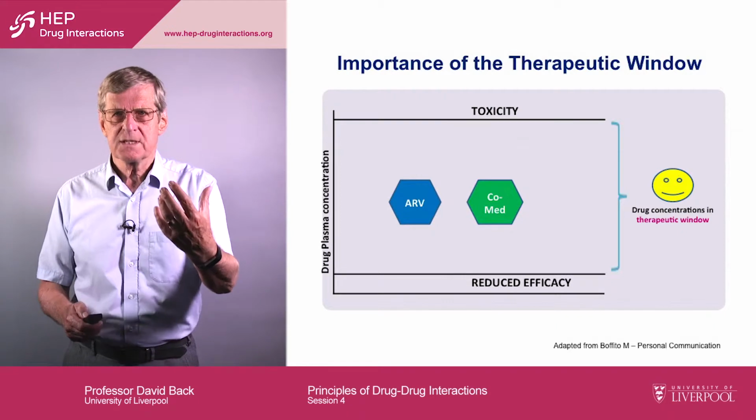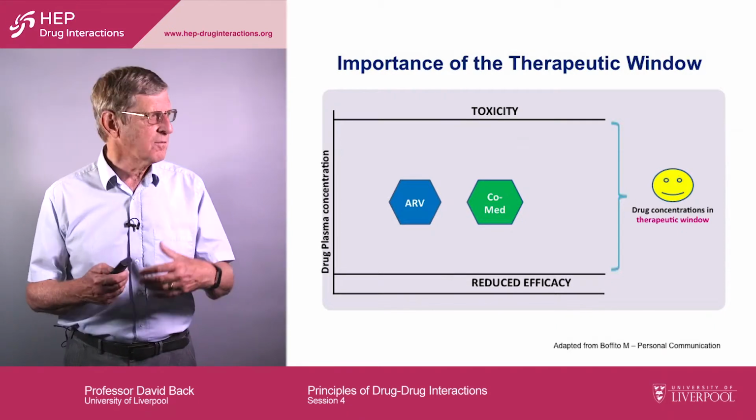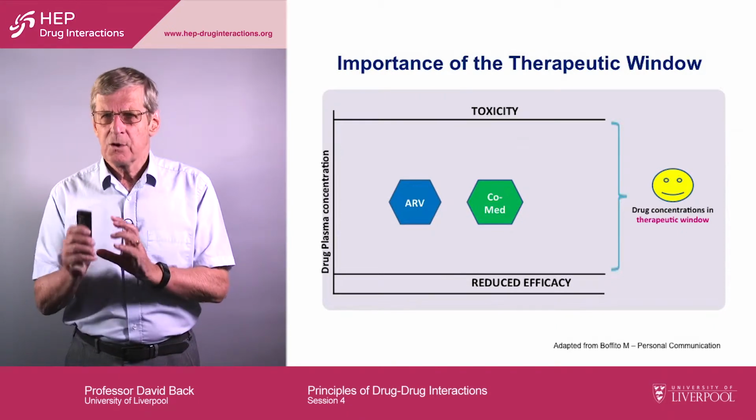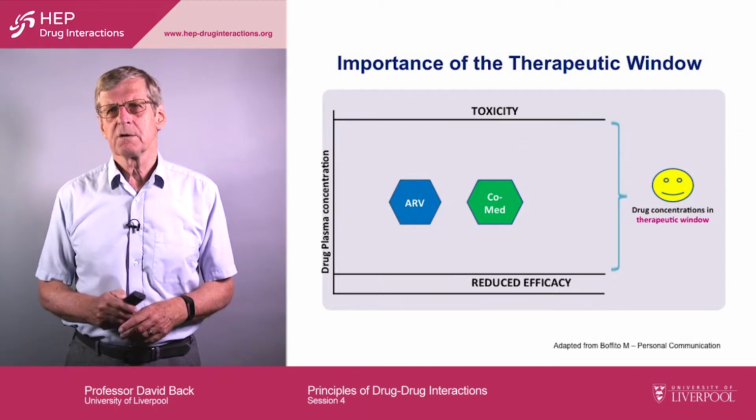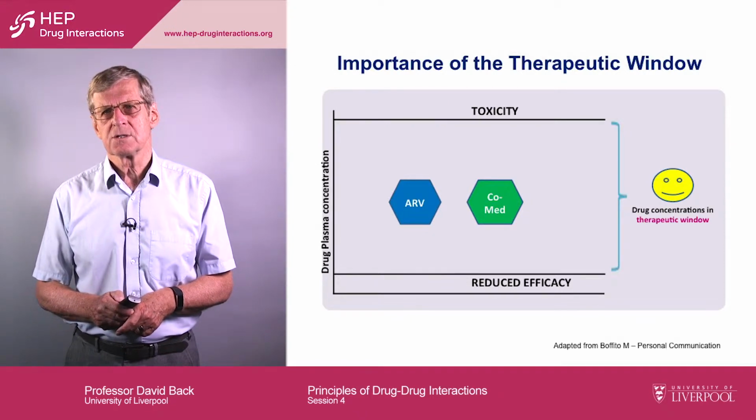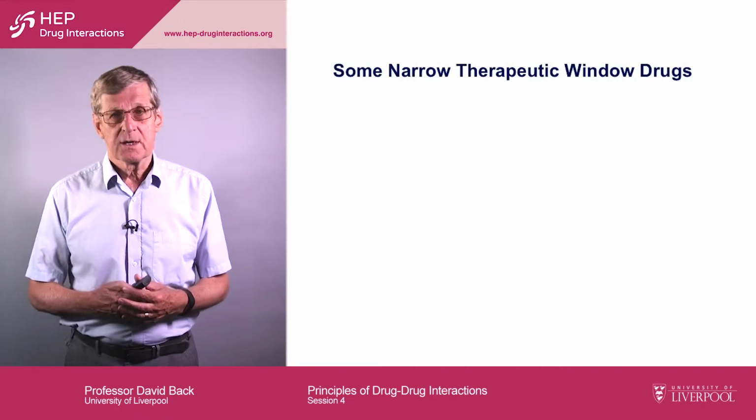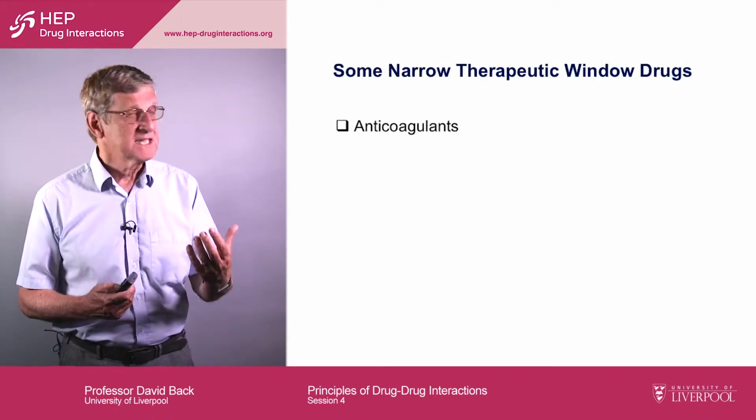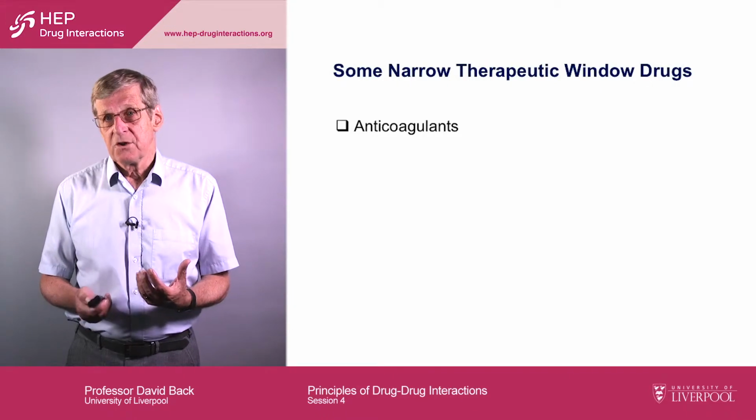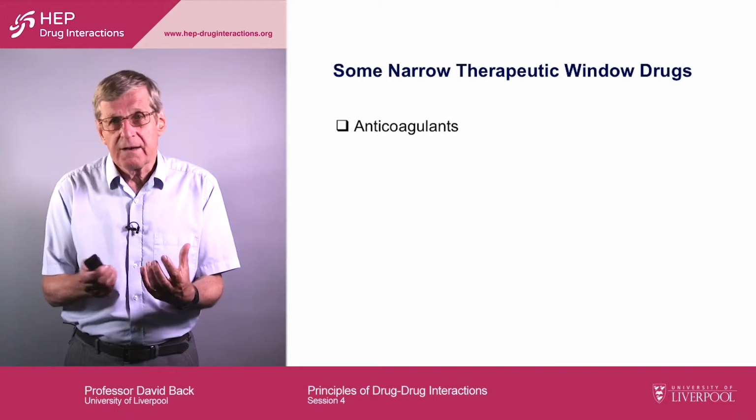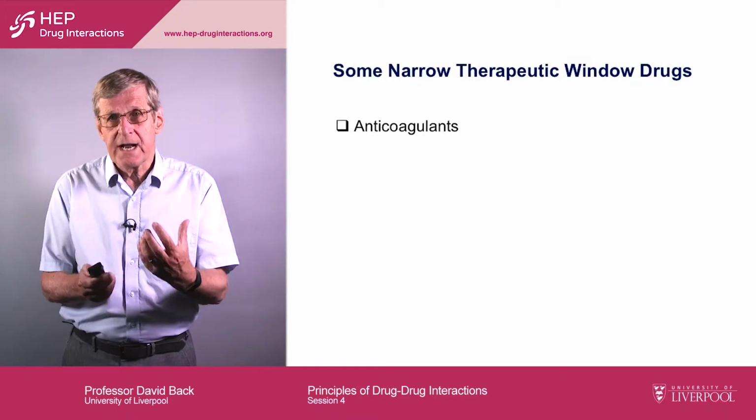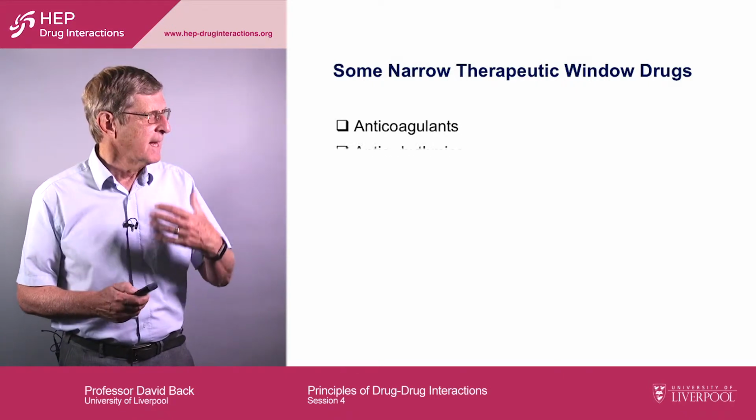So in terms of toxicity and in terms of the reduced efficacy, you have to consider the therapeutic window of the drug in relation to a drug interaction. So narrow therapeutic window drugs, examples, anticoagulants. So you have to control warfarin levels because warfarin is a narrow therapeutic index drug.